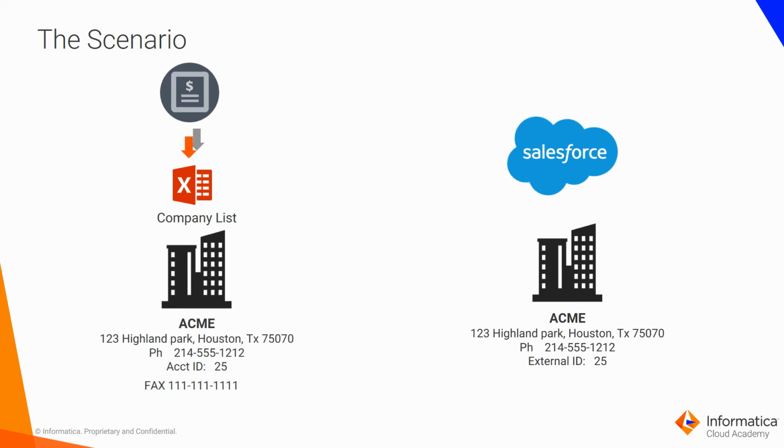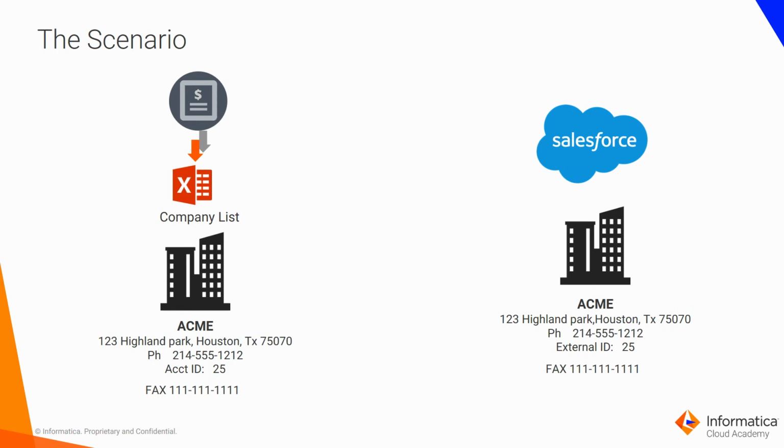Now changes may be made to the record in the billing system. In this case, let us say that someone has gone in and added a fax number for the Acme company. When the data synchronization task with the Upsert operation runs again, the record is found in Salesforce using the external ID. Now because the record already exists, it is updated and the fax number is added.